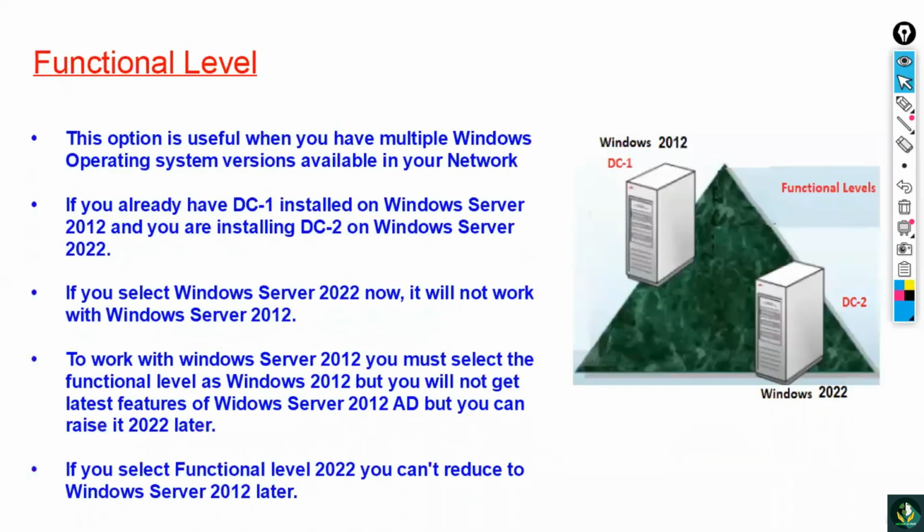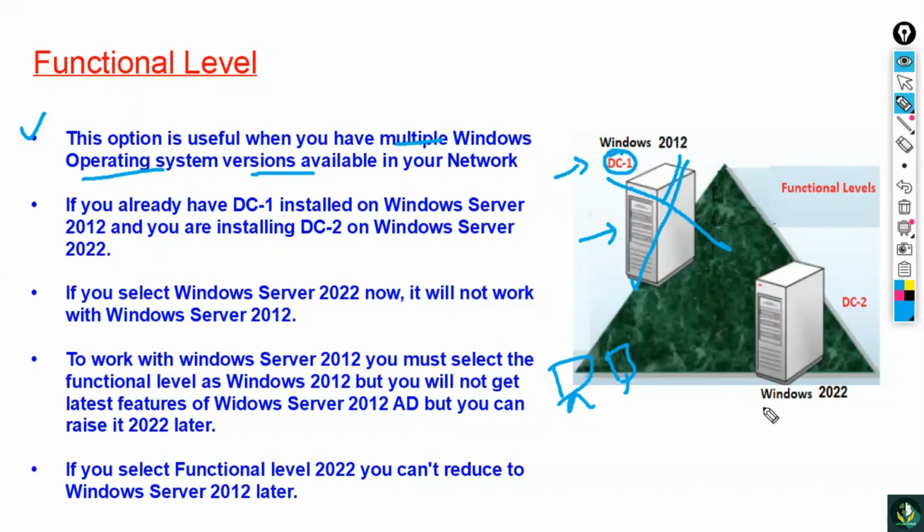This functional level option is useful when you have multiple Windows operating system versions available in your network. Let us say you have domain controller 1, and this domain controller is used to control the logical network. Let us say this domain controller goes down. What will happen? Users won't be able to log on to their computers. So we will configure one additional domain controller, or backup, you can say. If this domain controller goes down, users can log on to their computers using this domain controller too.